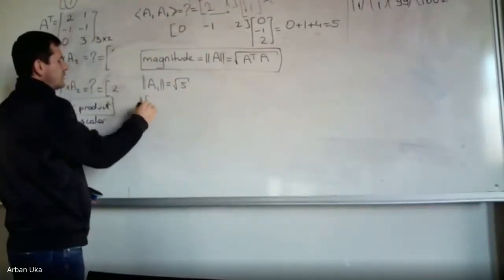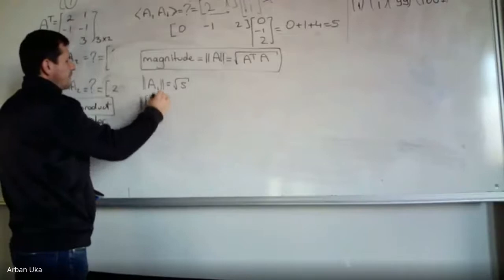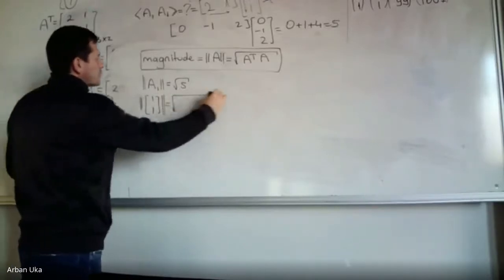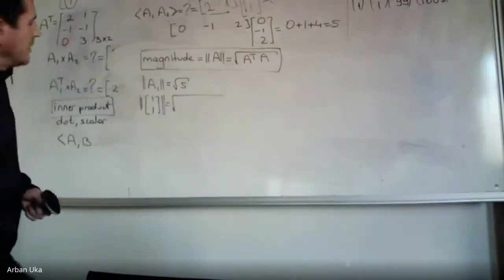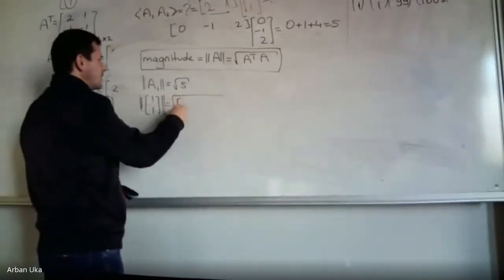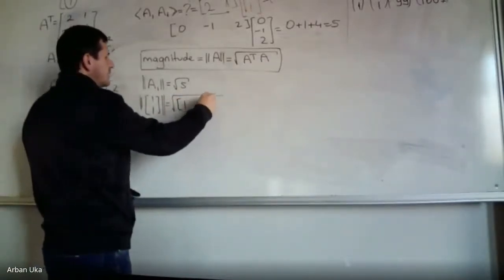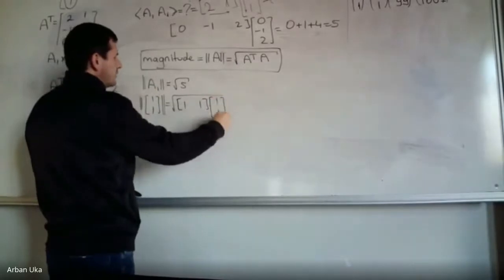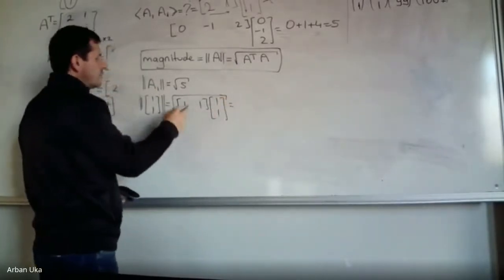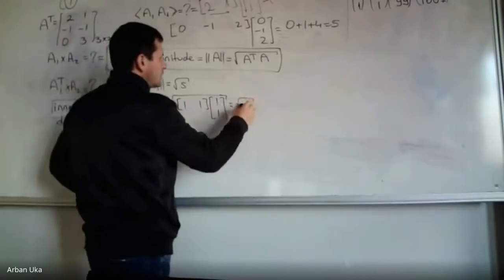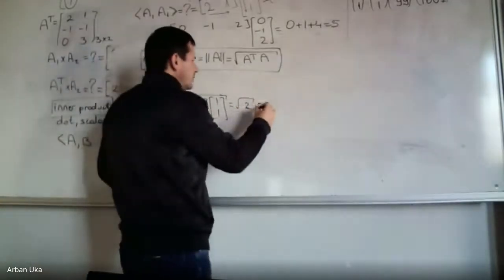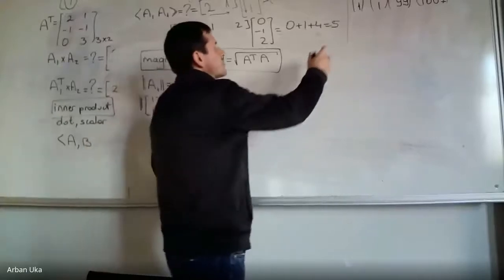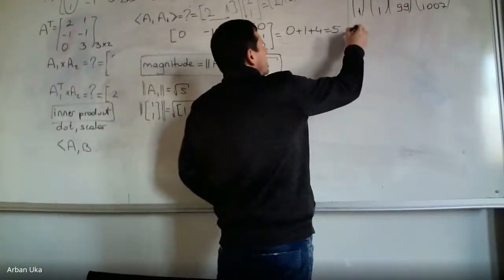The magnitude of the vector 1, 1 is equal to the square root of the transpose of 1, 1 times the vector itself. We have 1 plus 1, 2, so this is square root of 2. Square root of 2 is approximately 1.4. So the magnitude of this vector is around 1.